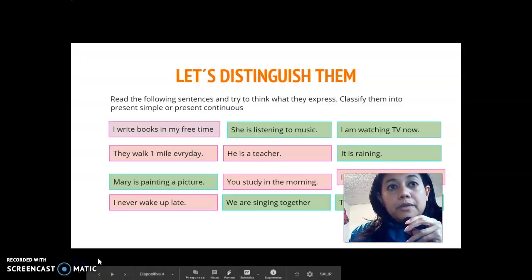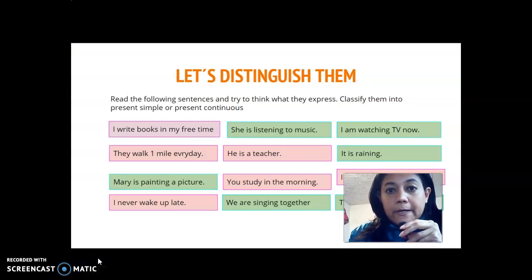Okay, to do this, first we have to distinguish the similarities or the differences that we have between present simple and present continuous. Here I have written 12 sentences. Some of them are in present simple, some of them are in present continuous. Which ones are each one of them? How can you differentiate them?